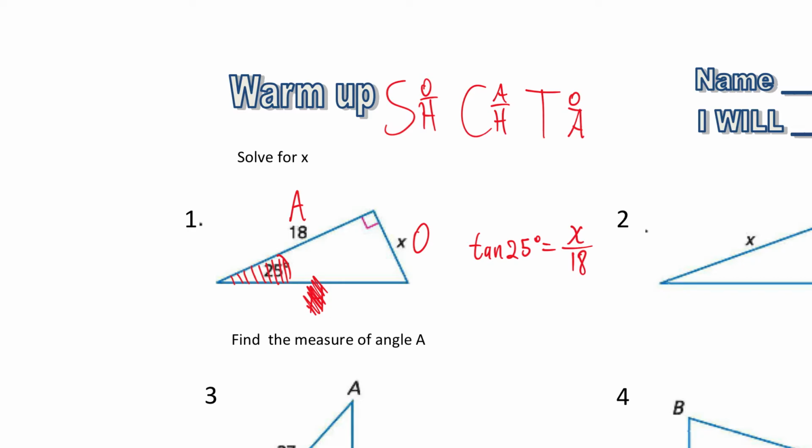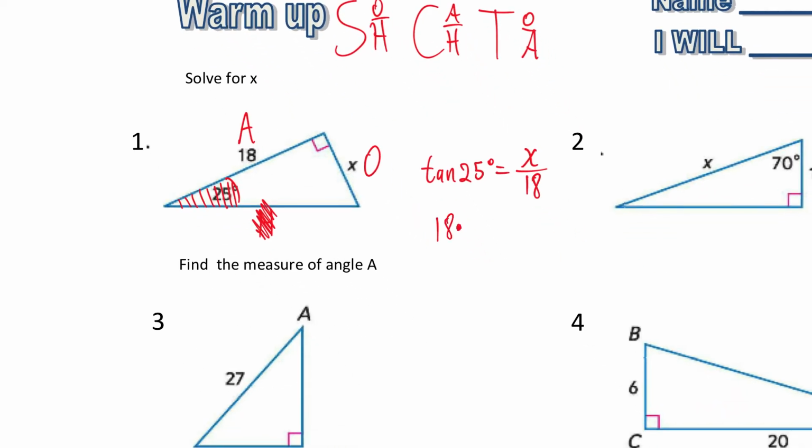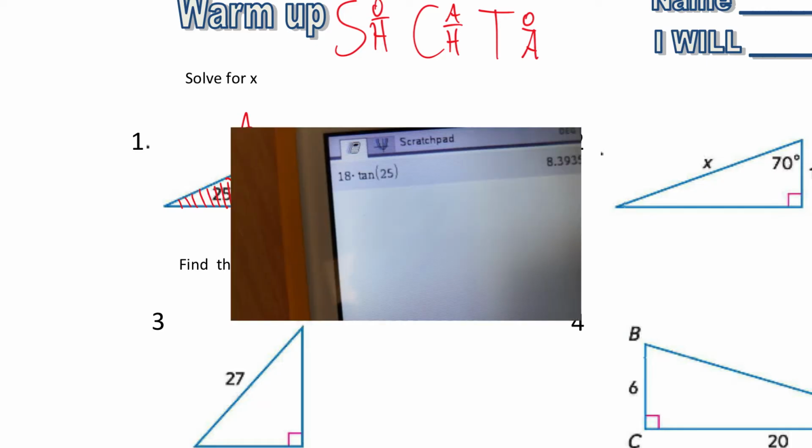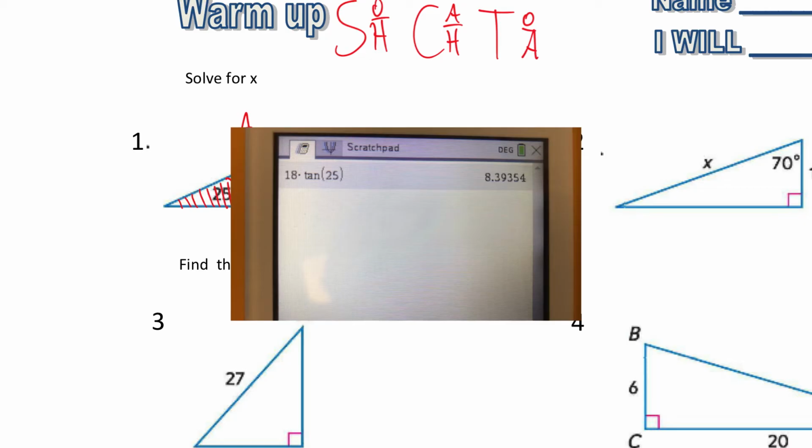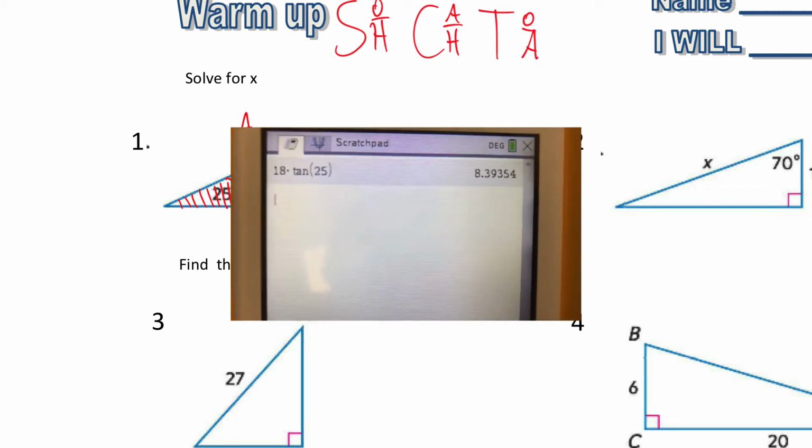Now when X is on top, do we multiply or divide? We multiply. So I'm going to go 18 times tan of 25. And what does it give you? Okay, so 8.39.